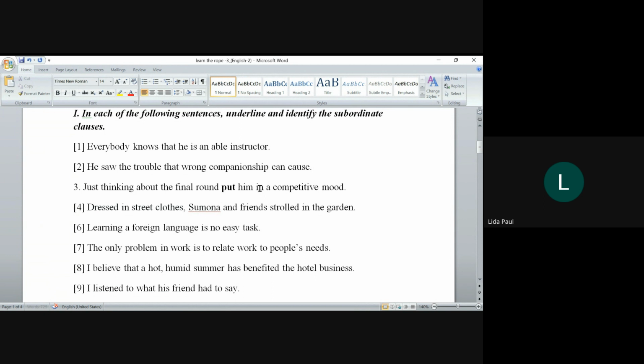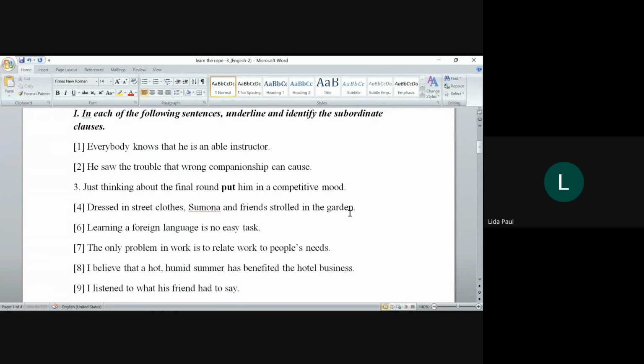Okay, so you have the verb, you have the object, and what do you have here? The whole chunk is what your subject is. So just thinking about the final round, this part becomes your subordinate clause. This is a special kind of subordinate clause. We'll discuss it a little later. Okay. So just thinking about the final round is your subordinate clause in that sentence. Okay. Is that understood? Any questions there? Anything that you haven't understood? All good? Okay. Next one.